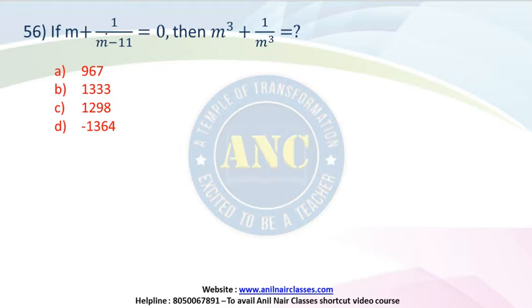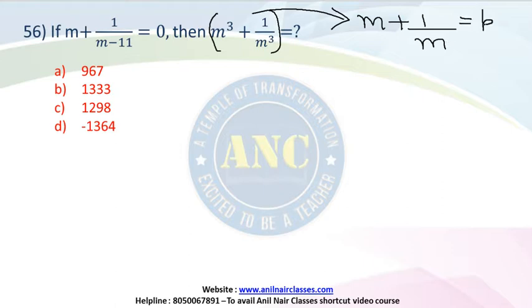Now see here. M plus 1 by m minus 11 is 0. M cube plus 1 by m cube I need to find. Because I am finding m cube plus 1 by m cube, if I had the value of m plus 1 by m as some constant k, then finding m cube plus 1 by m cube is not at all a difficult task. First try to get this particular value, m plus 1 by m. Now how to get it?